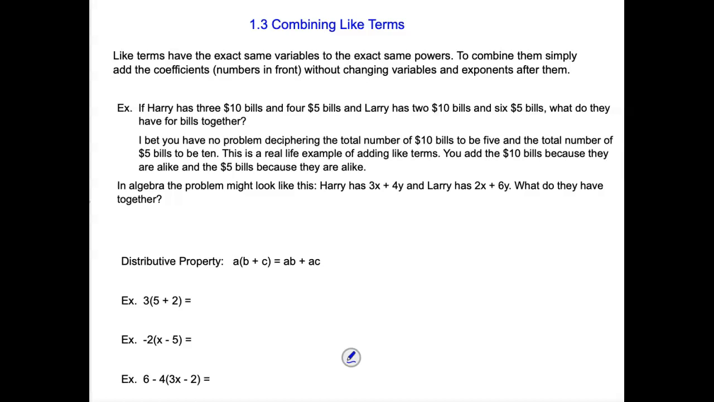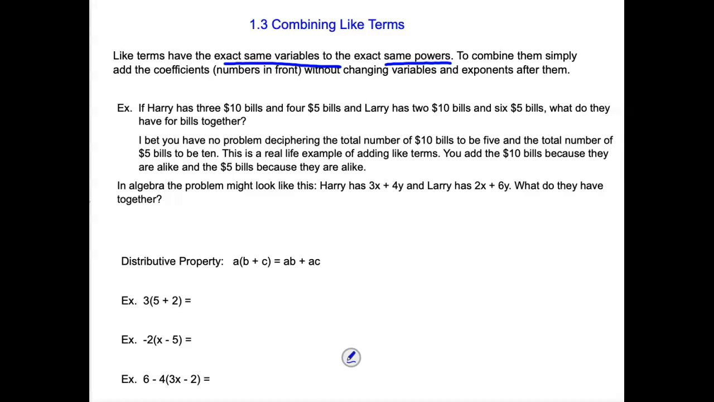What are like terms? Like terms have the exact same variables and the exact same powers, that same combination. To combine them, all you got to do is put the front numbers together, called the coefficients. Don't change the variables, don't change the exponents. And I think I can make perfect sense as to what like terms are.